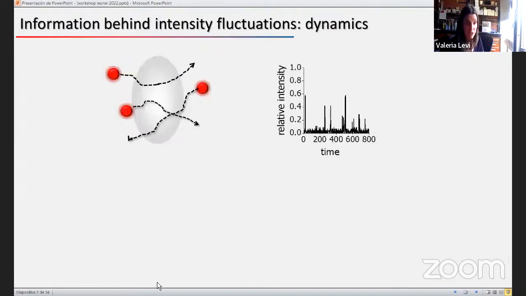Okay, what Enrico also says is that, for example, the duration of this fluctuation will be related to how fast these molecules move in and out of the confocal volume.